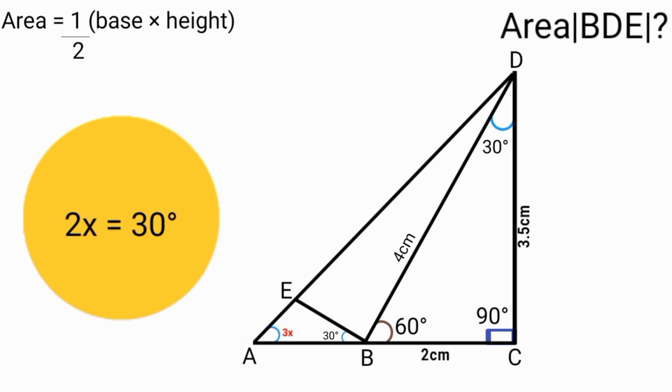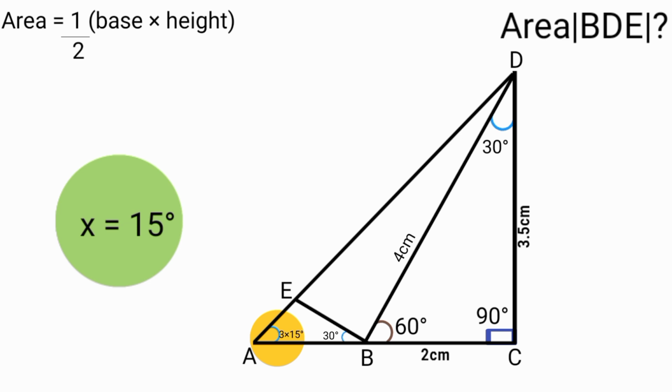So back here, to find x, we divide both sides by 2. So 2x over 2 equals 30 degrees over 2. Here, 2 cancels 2. And here, 30 degrees over 2 is 15 degrees. Now x equals 15 degrees. Substituting x equals 15 degrees here, 3x will be equal to 3 times 15 degrees, which is 45 degrees.